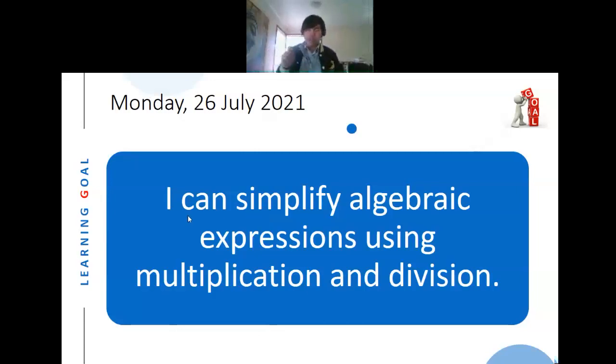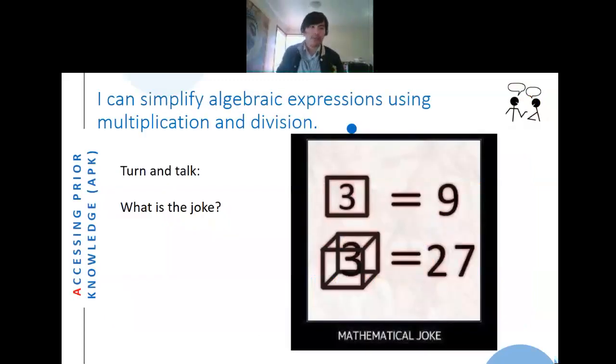Okay, so right now in your mind, I just want you to give yourself a mental rating. How much do you remember about multiplying and dividing algebraic expressions? Remember, one is that I don't know much about it, and four is I'm quite confident with that. Okay, so let's see a lot of twos and threes here. So here's our APK for today.